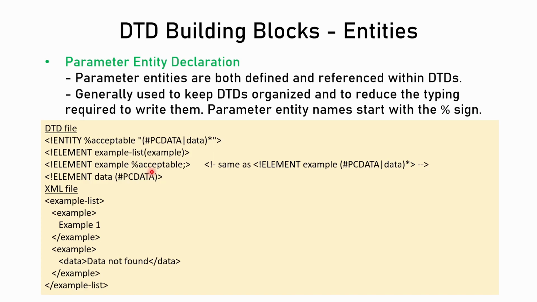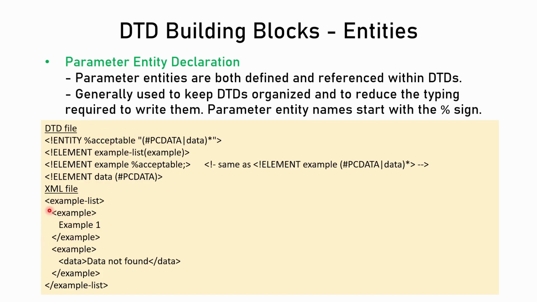Now the advantage of doing this is that if in the future we have any other element that we need to add in our DTD file, and that element will have the same mixed category as this, then we don't have to write PCDATA or data over and over again. We can simply use the %acceptable; parameter entity to do the same thing for us. Finally, since we have another element called data, we have defined our data element and categorized it as PCDATA. Now let's see how this DTD file reflects in our XML file.